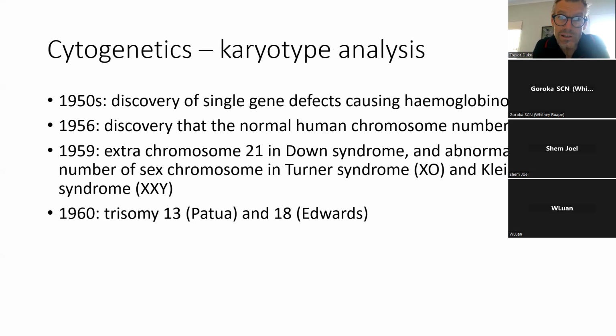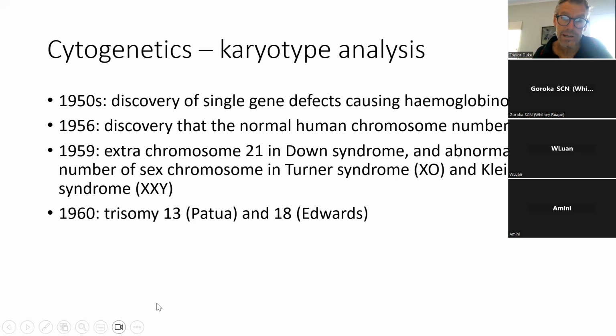In 1956, the normal number of chromosomes was identified as 46, so 22 autosomes and one pair of sex chromosomes, a total of 46 chromosomes. Soon after that, different disorders were found where you have an additional chromosome. So, of course, Down syndrome, and a number of other trisomies like trisomy 13 and trisomy 18, were identified in the 1950s and 1960s.